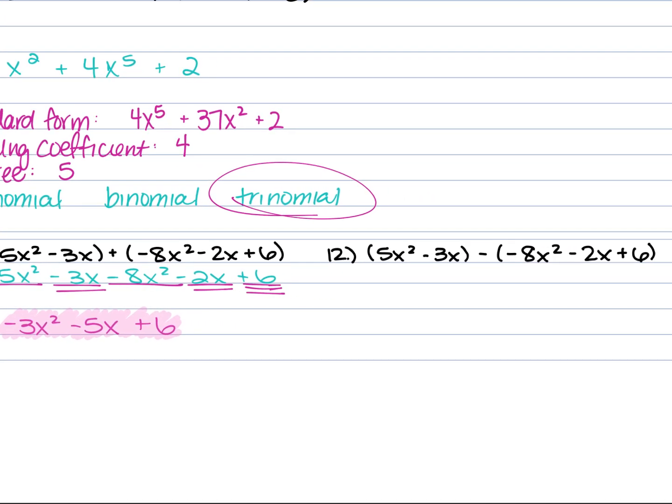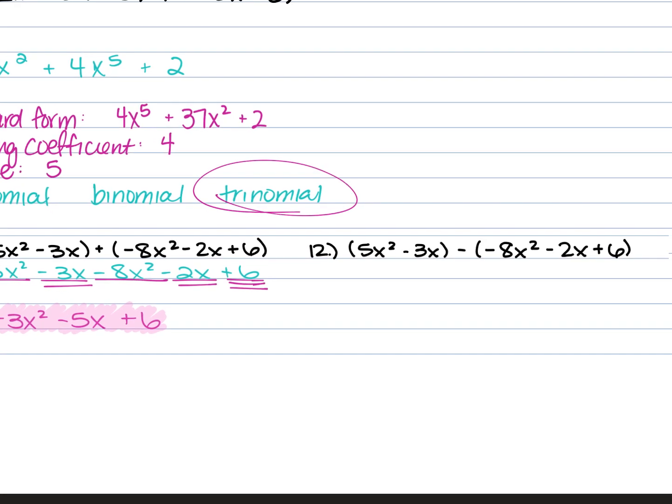For number 12, we have 5x squared minus 3x minus negative 8x squared minus 2x plus 6. So for this one, because the negative is in between the two sets of parentheses, we're going to distribute that negative into the second set of parentheses, and it's going to change the sign on each of those 3 terms. So it's going to give us 5x squared minus 3x plus 8x squared plus 2x minus 6. So now from here, just combine your like terms.